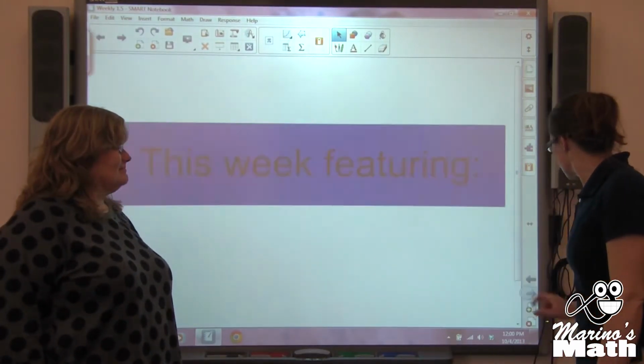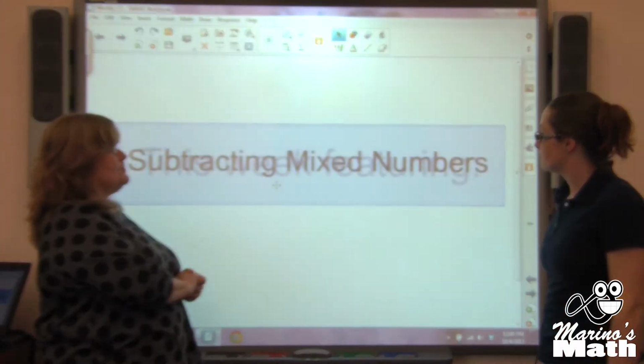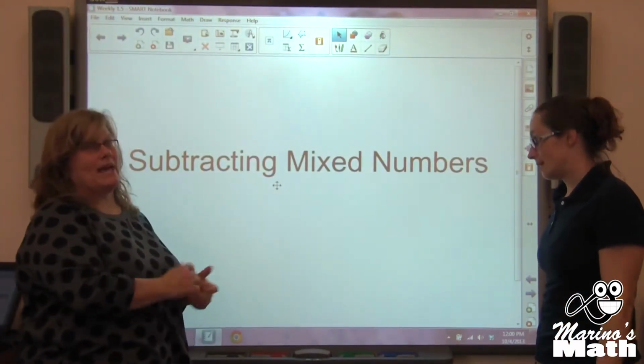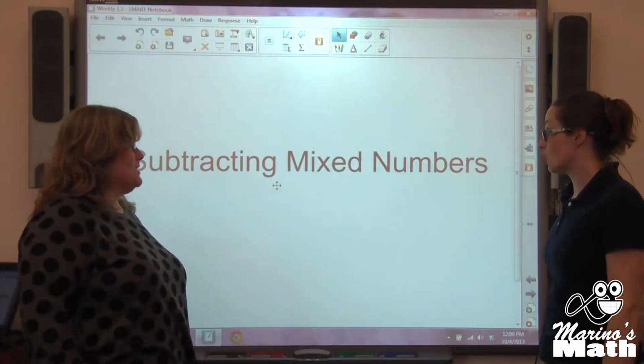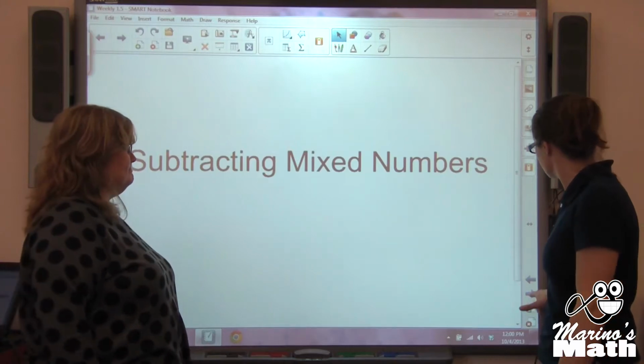1.5. Mrs. McDonald, what do we have this week? This week we are featuring subtracting mixed numbers. We added them last week. We did. Now we're gonna subtract. Probably some of the same strategies we're going to see, but we're just going to subtract.